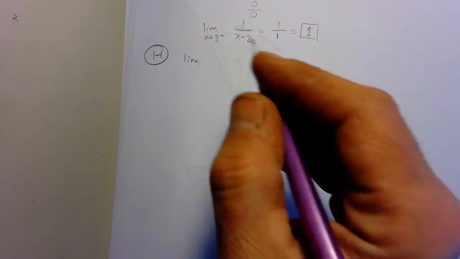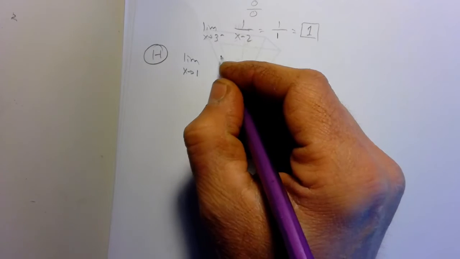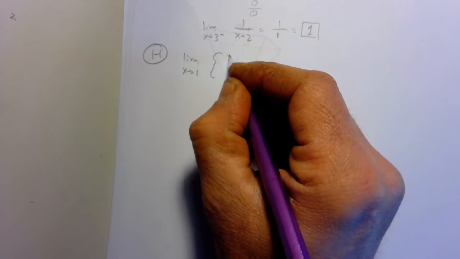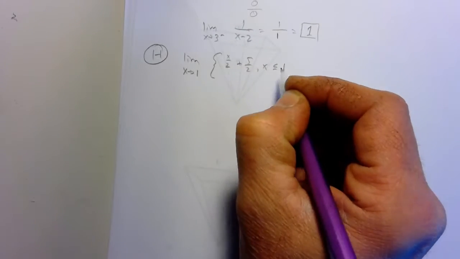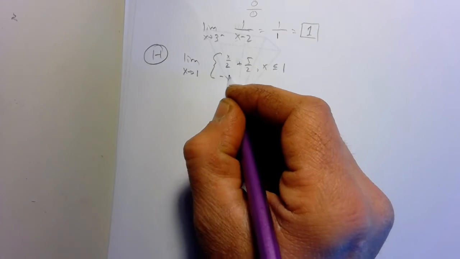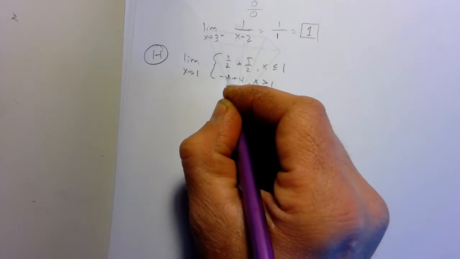In example H, I'm going to ask you to evaluate the limit as the function is approaching 1, and let's say that's a piecewise function. Okay, so here's our piecewise function.